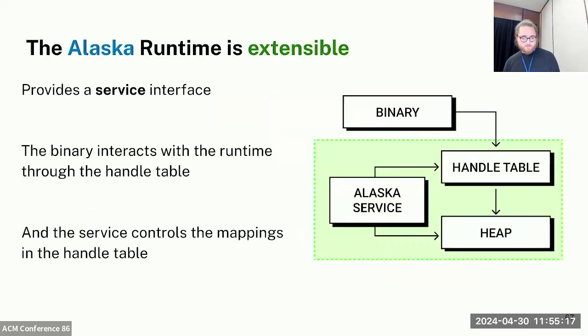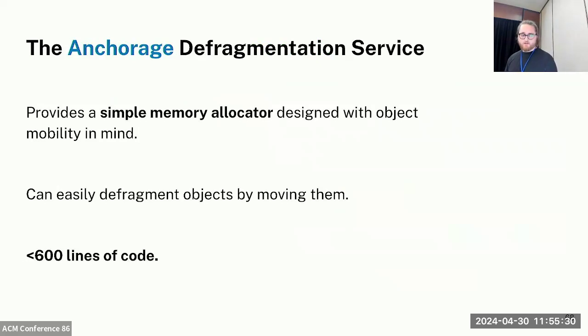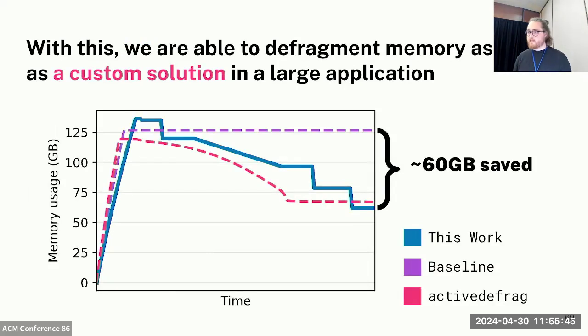The runtime provides what we call a service interface. The application interfaces with the runtime entirely through the handle table, and all the service does is manage the mapping between them. It's free to do whatever it wants there. One service we have is what we call Anchorage, which does the defragmentation. It's a 600-line bump allocator built entirely with the knowledge that it can move memory, so we don't really have any fancy policies.